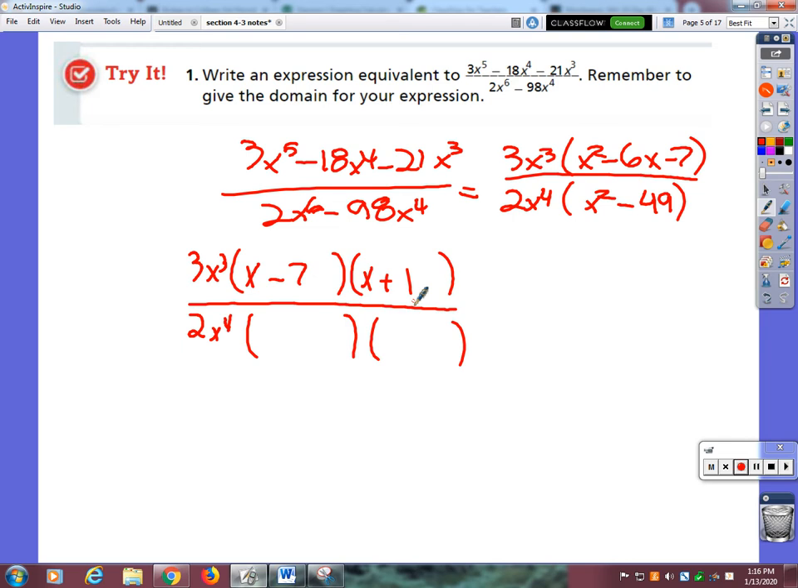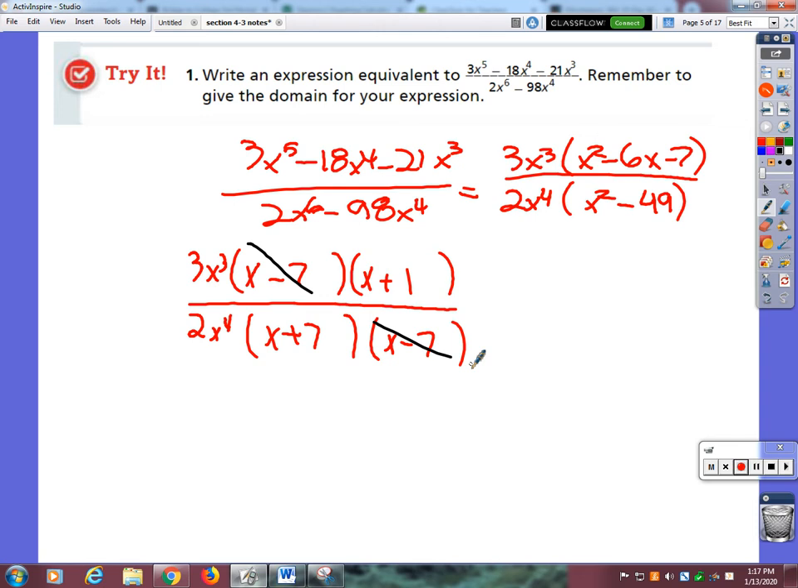Yeah, this is called the what? Difference of two squares. Good. So that factors into x plus 7 times x minus 7. Okay, good. So now we can do some canceling. The one that obviously jumps out here is that the x minus 7's cancel.